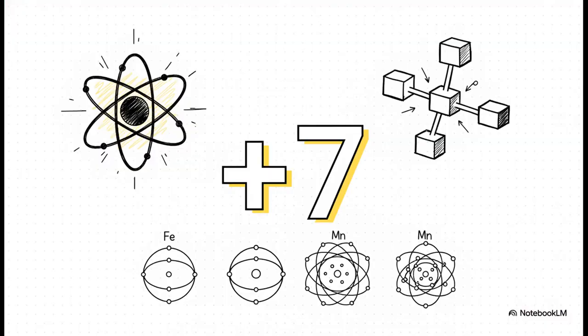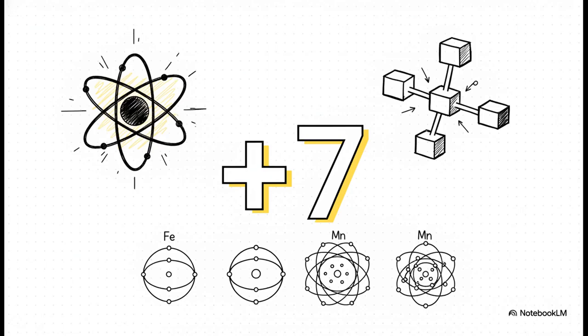Just look at this massive number. +7? This represents the maximum oxidation state of manganese. Because both the outermost s electrons and the inner d electrons can participate in chemical bonding, transition elements show highly variable oxidation states.